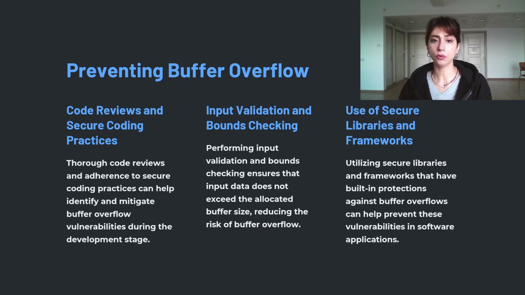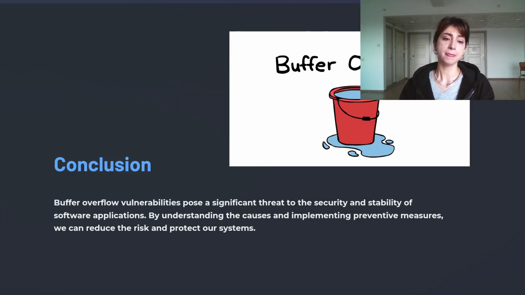Second one, performing input validation and bounds checking ensures that input data does not exceed the allocated buffer size, reducing the risk of buffer overflow. Third one is use of secure libraries and frameworks. Utilizing secure libraries and frameworks that have built-in protection against buffer overflows can help prevent these vulnerabilities in software applications.